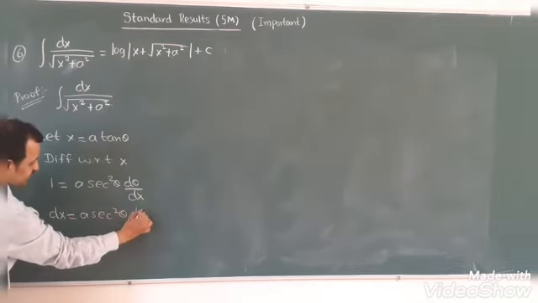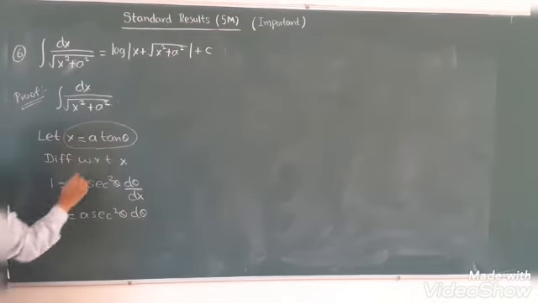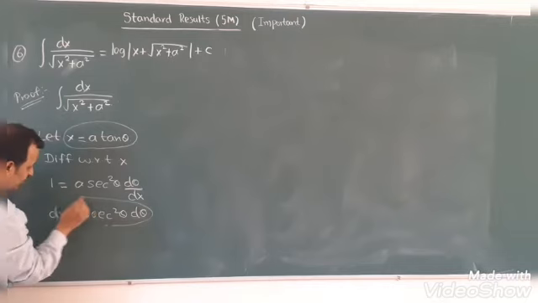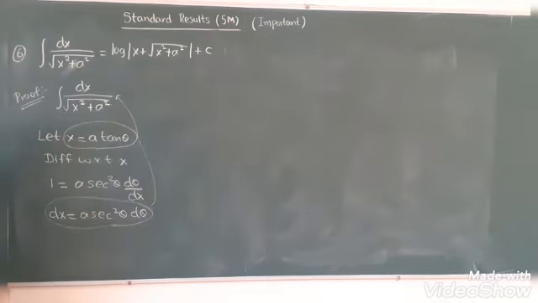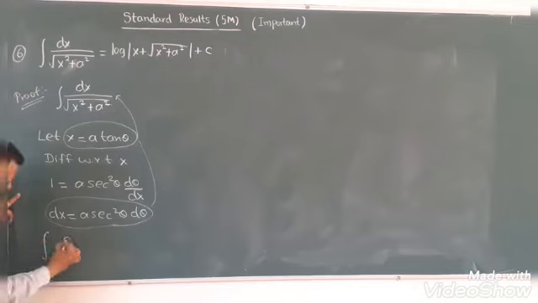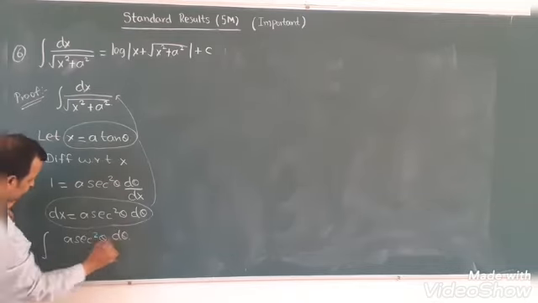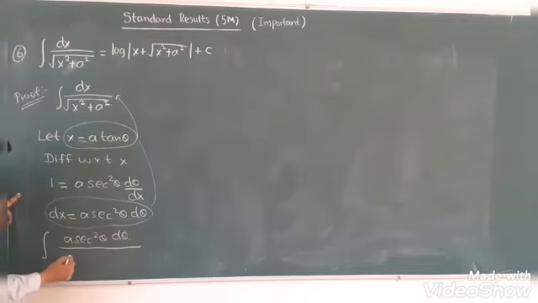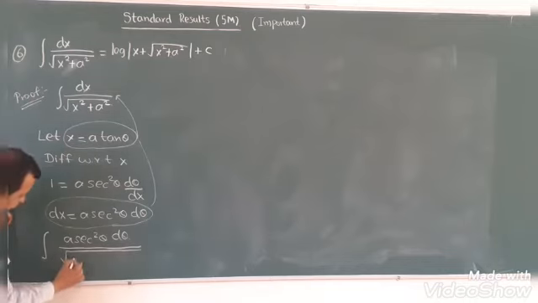Here I can say d theta. So what I am doing here is keeping this value of x and this value of dx here. Now put the values. So dx will become secant square theta d theta, divided by the square root of x square.